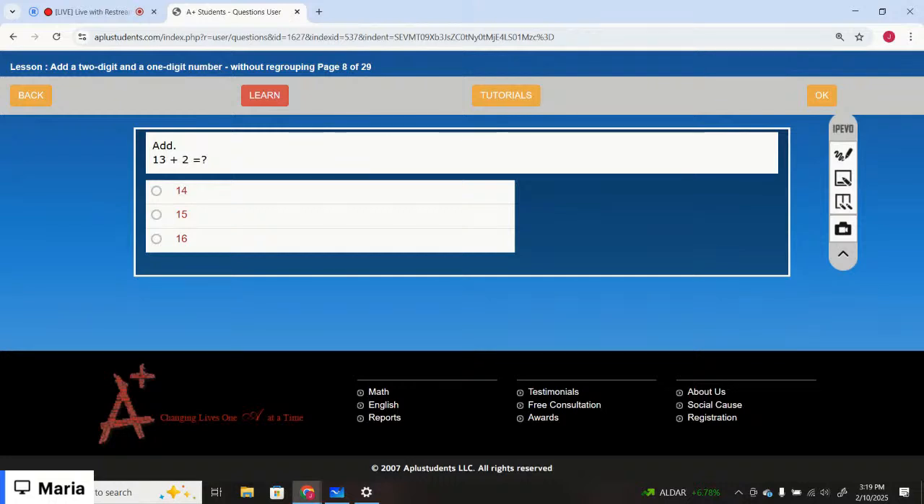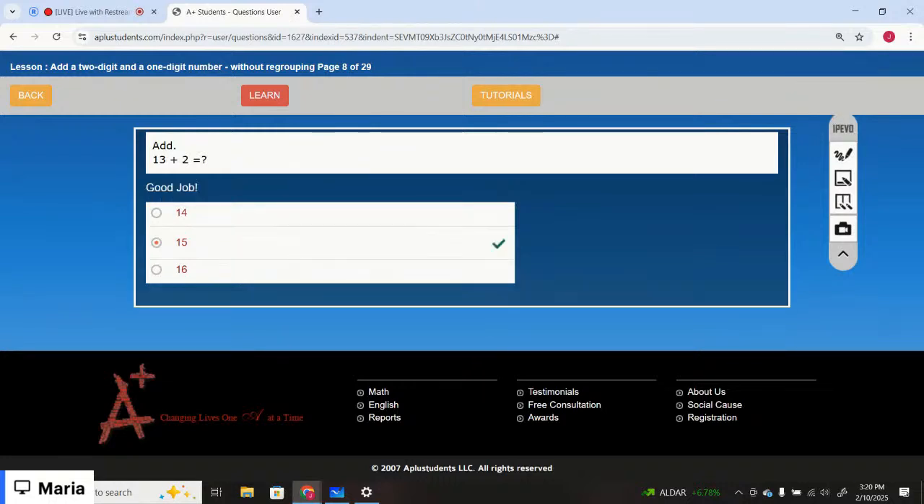Thirteen plus 2, which is the correct option? That is 15. Option number 2 is the correct option.